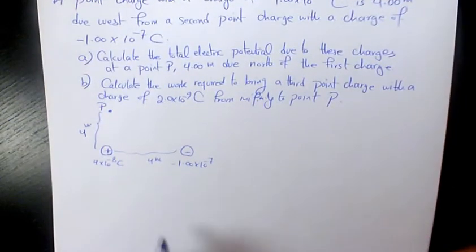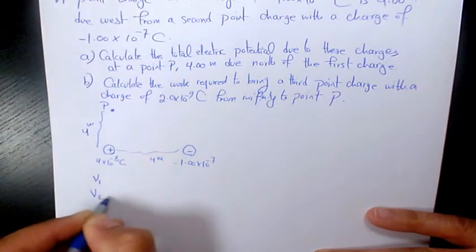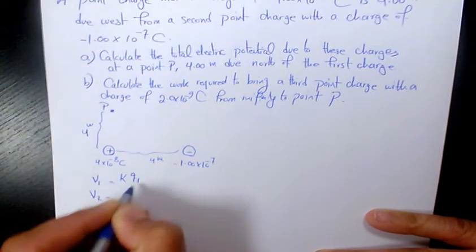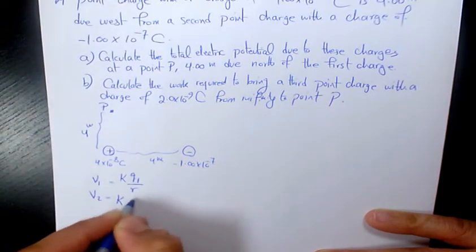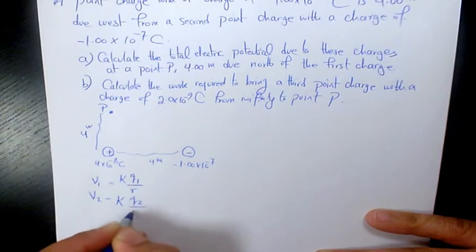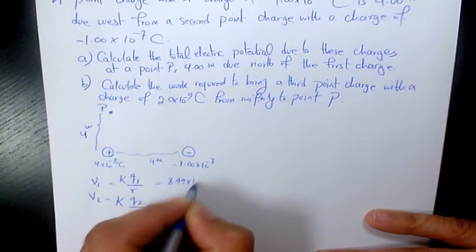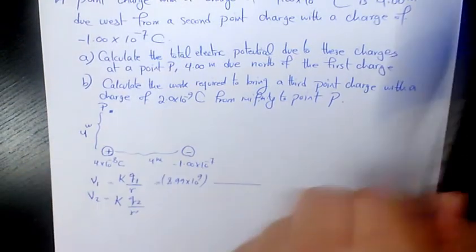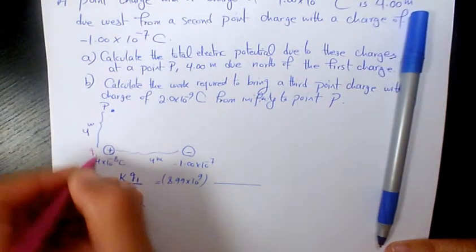So let's do part A first. We need to find out V1 and also V2. V1 is going to be K Q1 divided by R, and V2 is going to be K Q2 divided by R prime. K is 8.99 times 10 to the power of 9. Let's call this one Q1 and this one Q2.